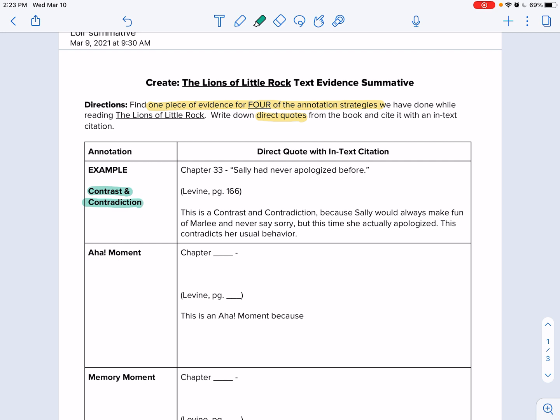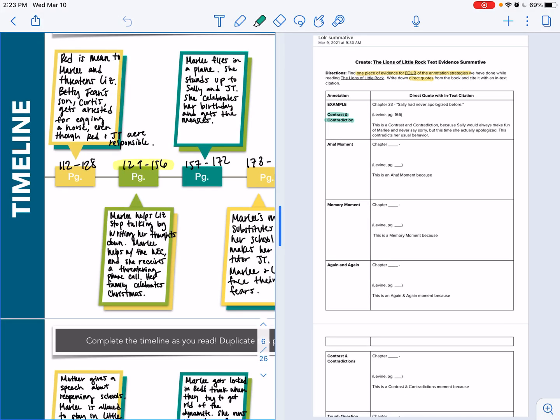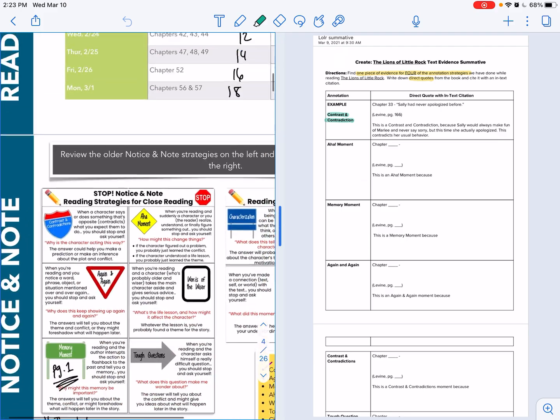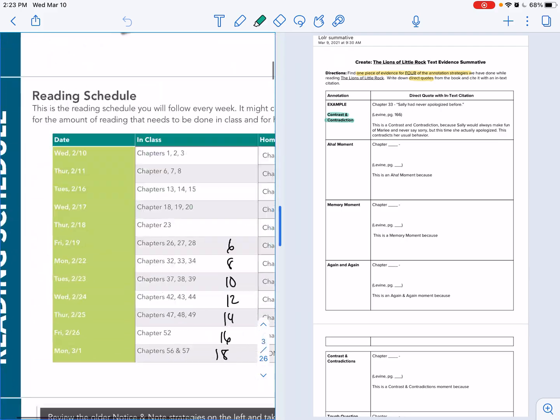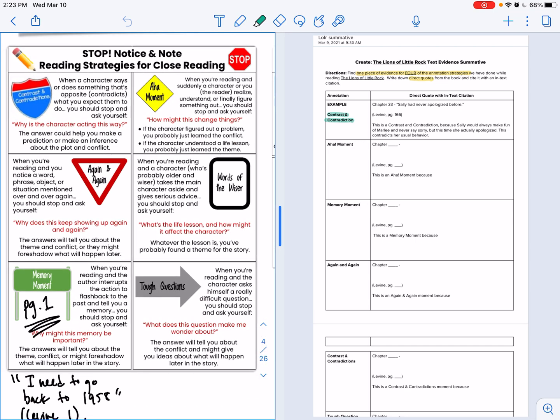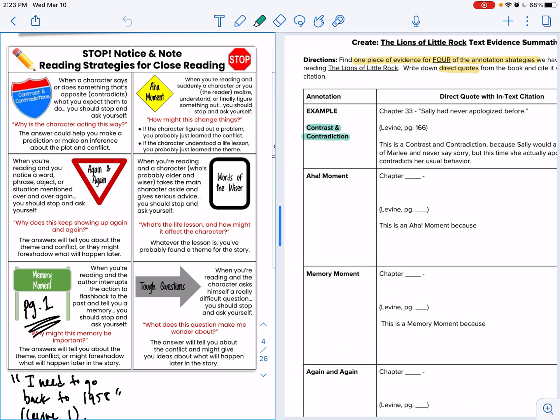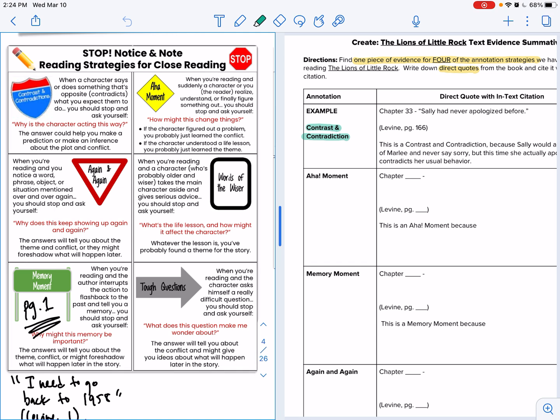If you can't remember what the annotations mean, it might be helpful to go back to your booklet that we've been working on. On the 4th page of your booklet, you have all our annotation strategies and what each one is. So contrast and contradiction is when a character says or does something that's opposite or contradicts what you expect them to do. And you should stop and ask yourself, why is a character acting this way?